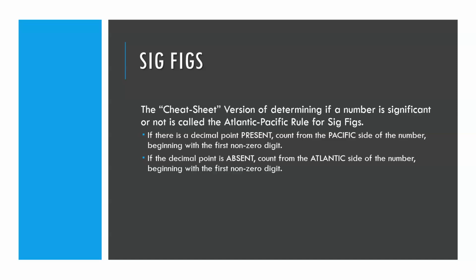If a decimal is present, starts with a P, you are going to start on the Pacific Ocean side of the country. And you are going to move your way towards the middle of the country until you hit your first non-zero number, as in 1, 2, 3, 4, 5, 6, 7, 8, 9. Once you hit that first non-zero number, every number after that becomes significant. Now, if the decimal is absent, starts with the letter A, you are going to start with the Atlantic side of the country, also starts with the letter A, and you're going to do the same thing. You're going to move towards the middle of the country, and when you hit your first non-zero number, every number after that becomes a significant figure.